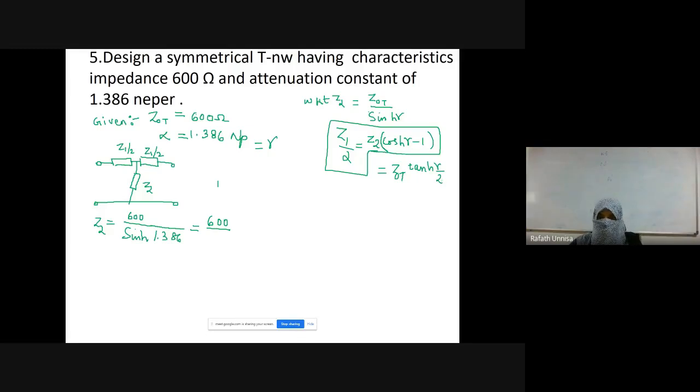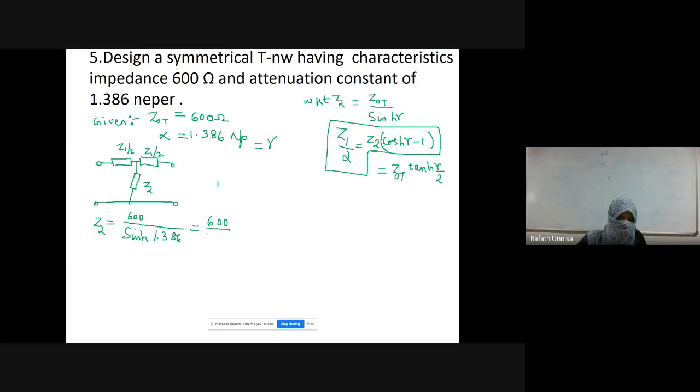But I am here taking directly the value of Z2 into cosh gamma minus 1. Okay, because you know that tanh gamma, if I depend upon it, I have to find sinh gamma by cosh gamma, all that. So again, I have to find gamma by 2. So for simplification purpose, I am directly making use of this cosh gamma because the gamma value is readily available to me. Okay. So now Z2 equals 600 by sinh of 1.386.